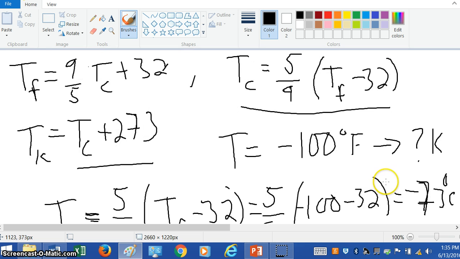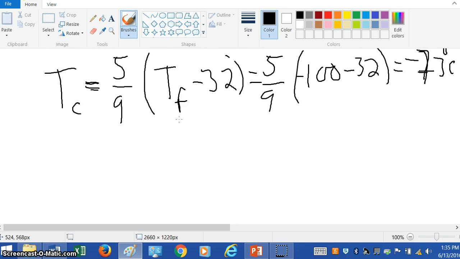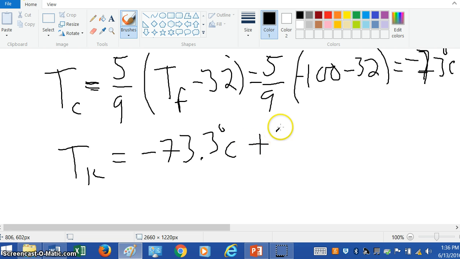All right. So then we take this equation here, and convert the Celsius to Kelvin. So we know that the temperature in Kelvin is equal to negative 73.3 degrees Celsius, and we add a positive 273 to that.